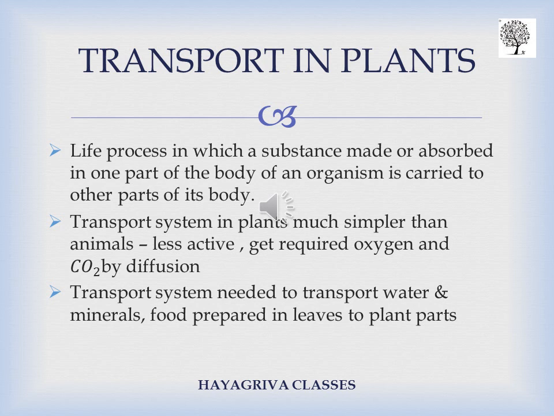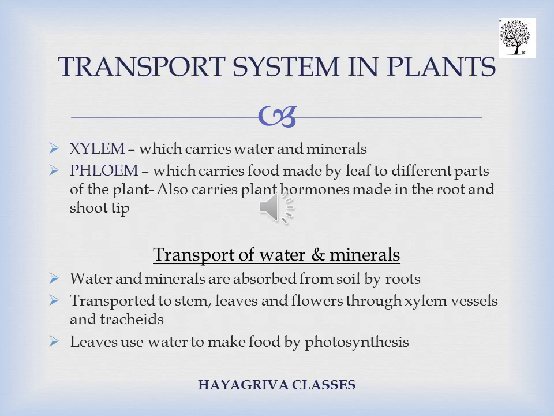What is to be transported in the plants? In plants, you have to transport water and minerals. Water and minerals are absorbed by the roots, and food is prepared in the leaves. That food has to be transported to different parts of the plant. What type of transport system is present in plants? Whenever we talk about transport, there are two things which we should remember: the xylem and the phloem. The xylem carries water and minerals, whereas the phloem carries food made by the leaf to different parts of the plant.